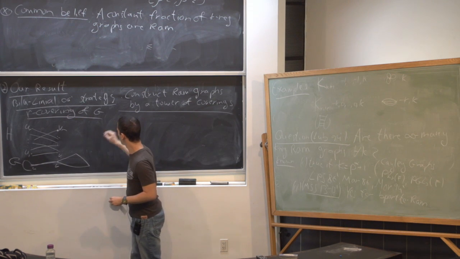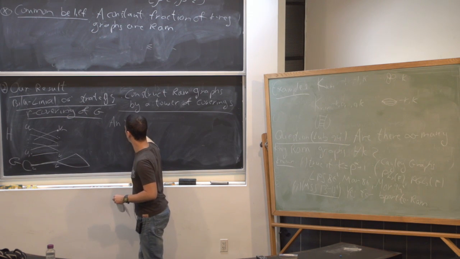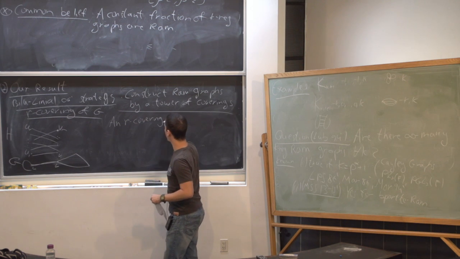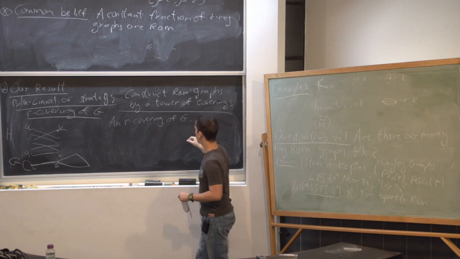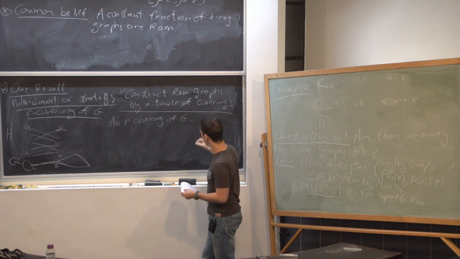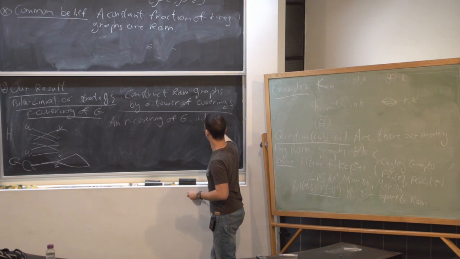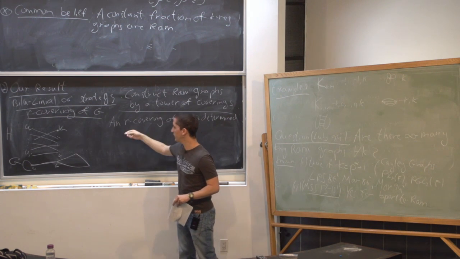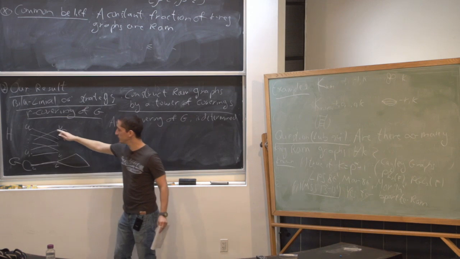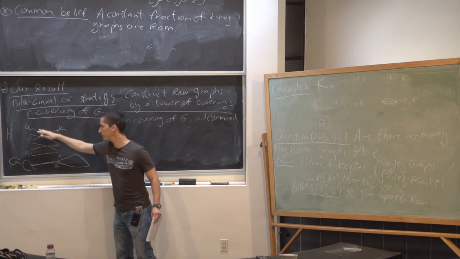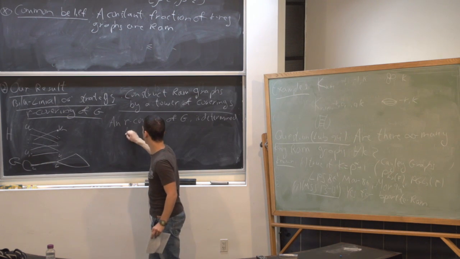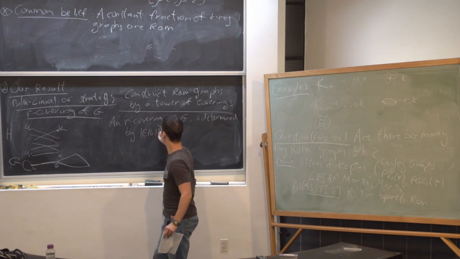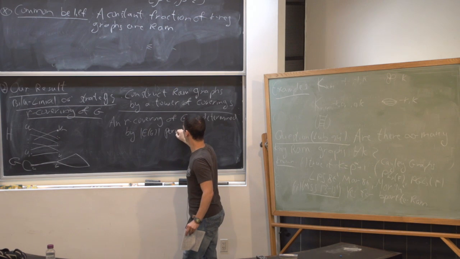So, an R covering of G is determined by exactly one permutation in S_R for every edge.